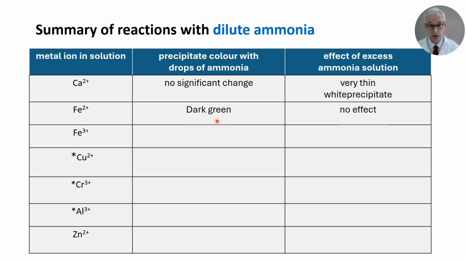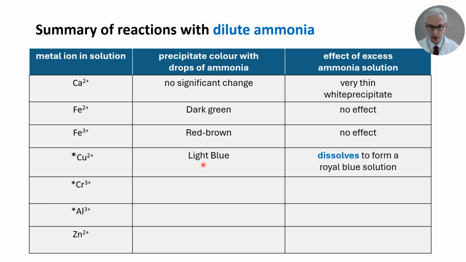Fe2+, we get a dark green precipitate, insoluble in excess. Fe3+, a red-brown precipitate, again insoluble in excess. But there is a difference for copper 2+. We get a light blue precipitate, but unlike with sodium hydroxide, this precipitate dissolves in excess ammonia to form a royal blue or dark blue solution.